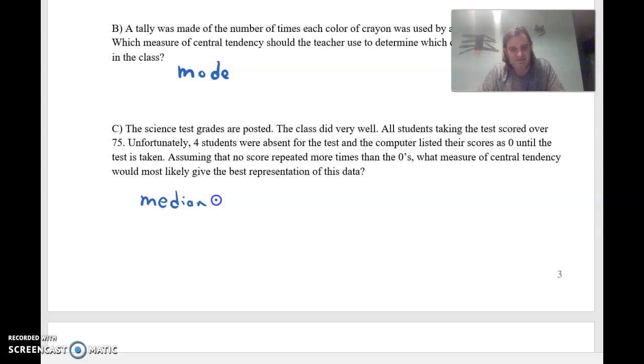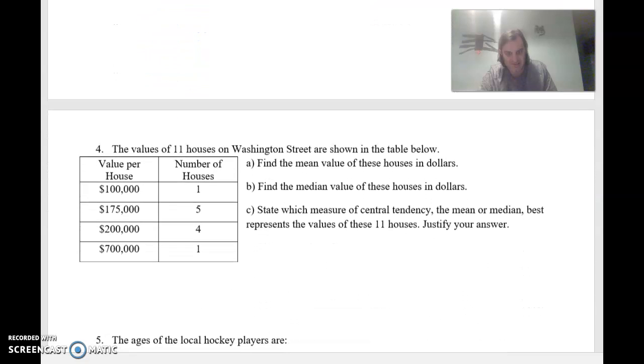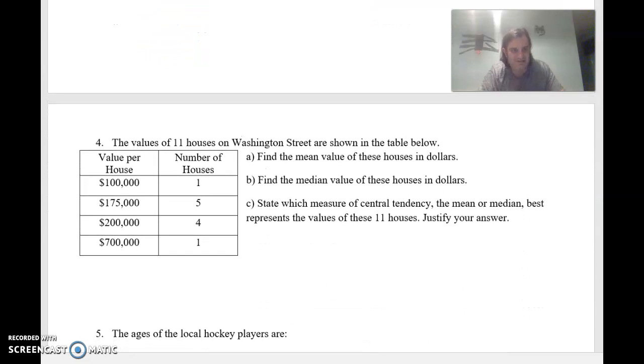It might be a little bit lower than the average without the zeros, but for now I think it's better than the other 2 options. Okay, let's see what type of questions we got down here.